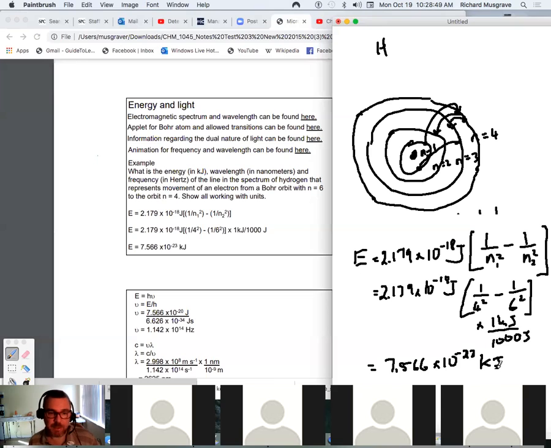Does anybody have any questions about where I'm getting any of those values from? Yeah, I just have a quick question. Where'd you get n1 and n2? From the problem, you got the Bohr orbits here, n equals 6 and n equals 4. Now remember, it's squared and squared, so that's why I've done 4 squared and 6 squared.